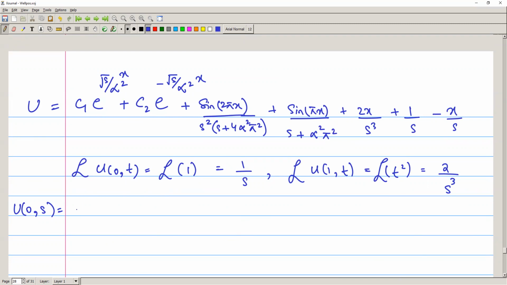So u of 0 comma s will be c1 e to the power 0, which is 1, plus c2, plus sine 0 is 0 again, plus sine 0 is 0 again. This will be 0. This will be 1 over s. This will be 0 equals 1 over s. This one, right? So this will cancel out. We're left with c1 plus c2 equals 0.